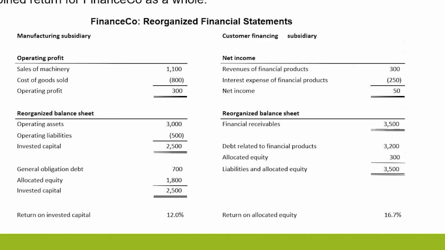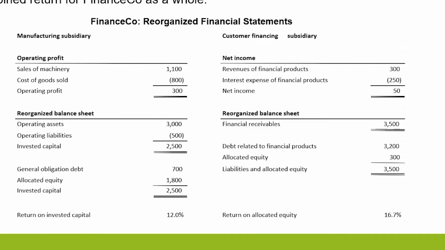So the manufacturing arm has the most value, it gets the most equity, but the equity holders still obviously own a portion of the financing arm, or the same proportion of the financing arm, and so we put some amount of allocated equity over there. On the financing arm, it's just the bank information, basically.